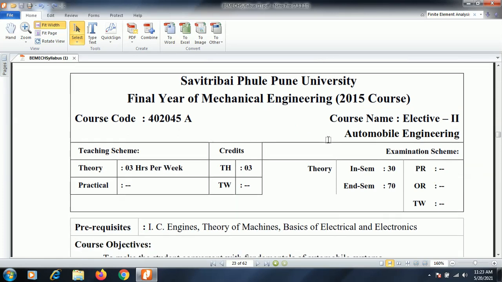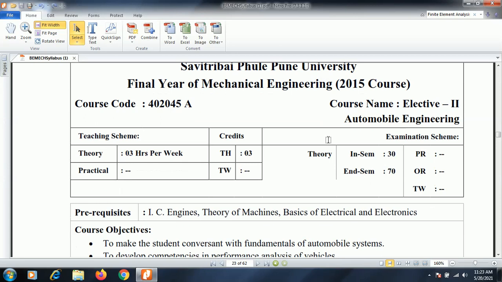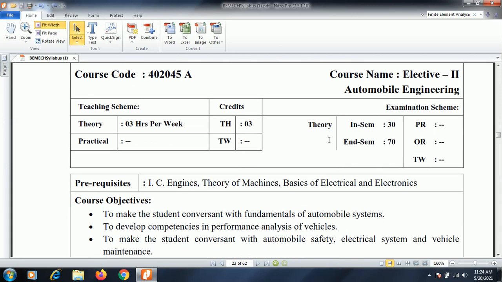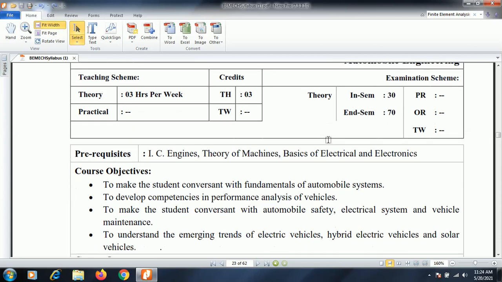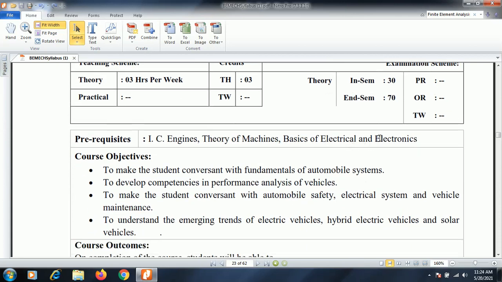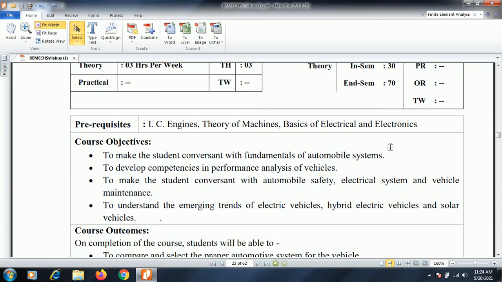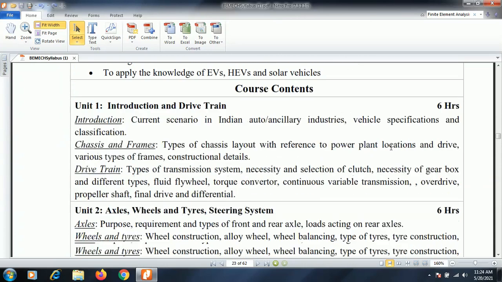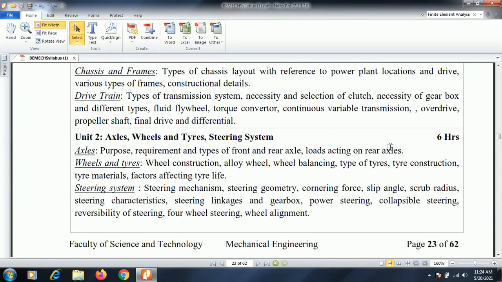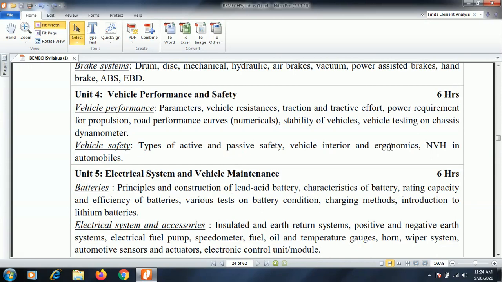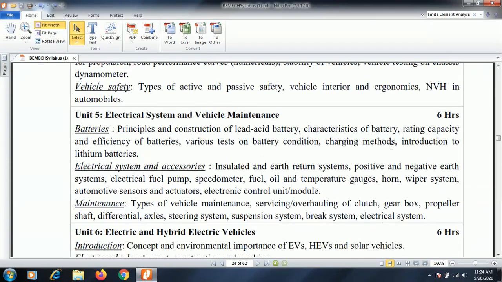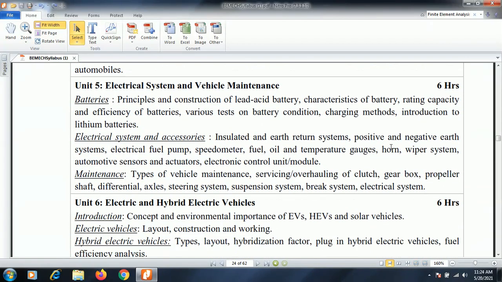So elective 2 first consists of automobile engineering. As the name suggests, it is related to the IC engine, theory of machines, basics of electrical and electronics. So these are the prerequisites. If you are very much interested in electrical vehicles, automobile vehicles, then IC engines, then you can opt for this subject. It is purely a theoretical subject, no numericals are asked, but it clears all the concepts about the automobile engine, electrical system and hybrid electrical vehicles.